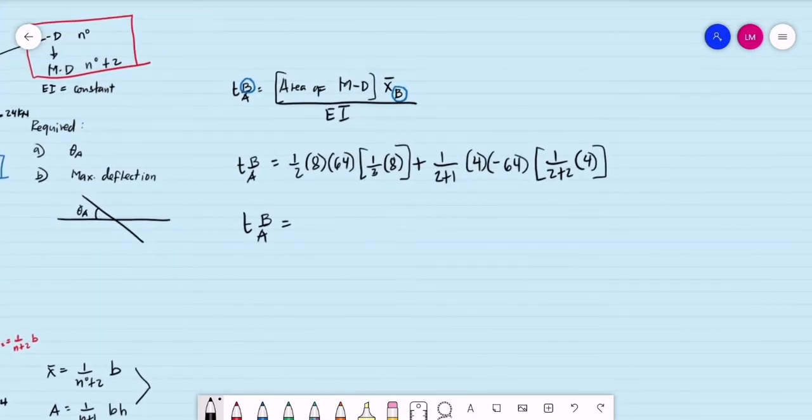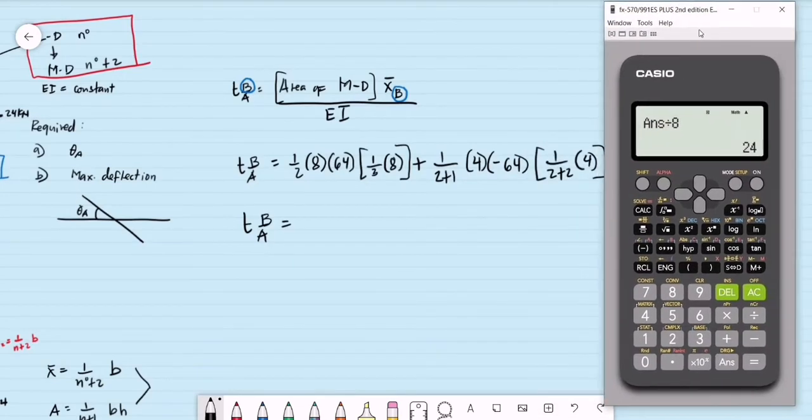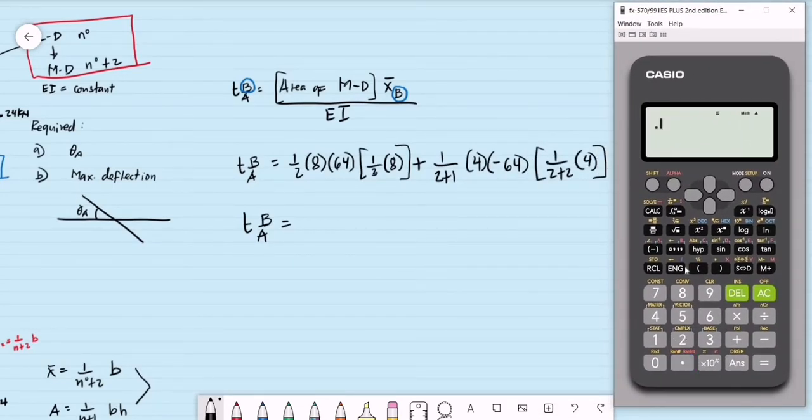Computing for this value, we have 0.5, or 1/2 of 8, multiplied by 64, then multiplied by 1/3 of 8, or simply 8 over 3. Then plus 1 over 2 plus 1, which is 3, then multiplied by 4. The height is negative 64. Then the centroid is 4 over 2 plus 2, or 4 over 4, or simply equal to 1.